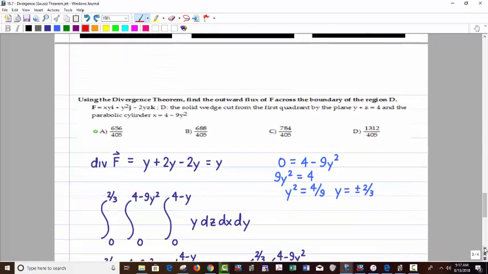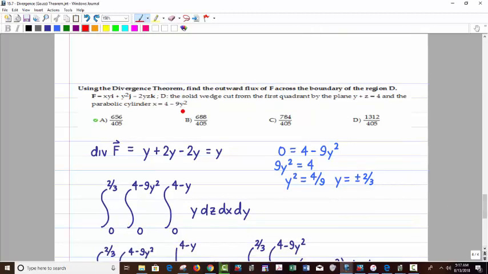Let's try another example. All right, so here's our vector field. Here's our region, a wedge cut from the plane y plus z equals 4, and a cylinder x equals 4 minus 9y squared.